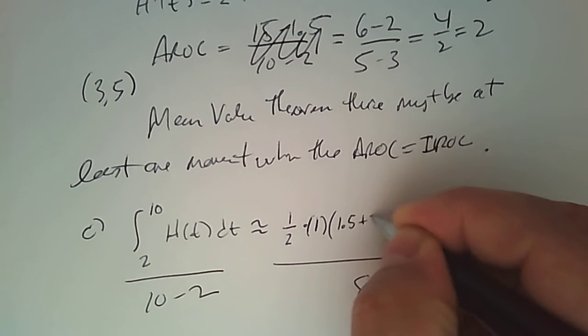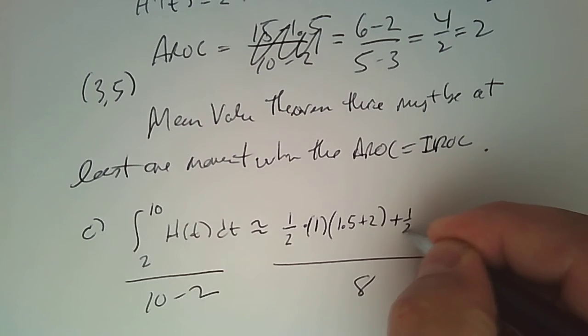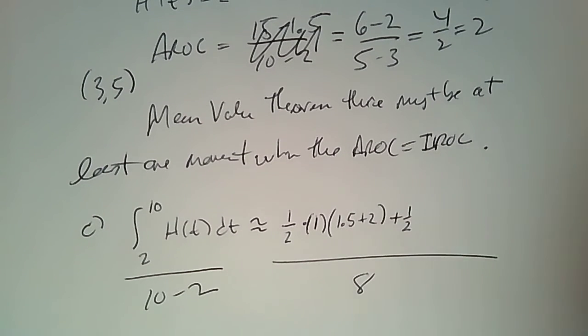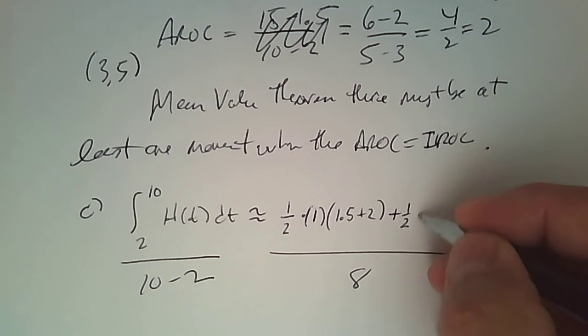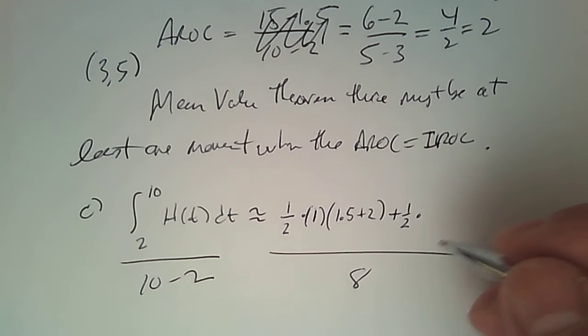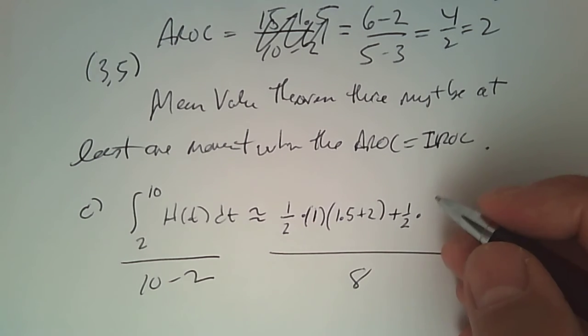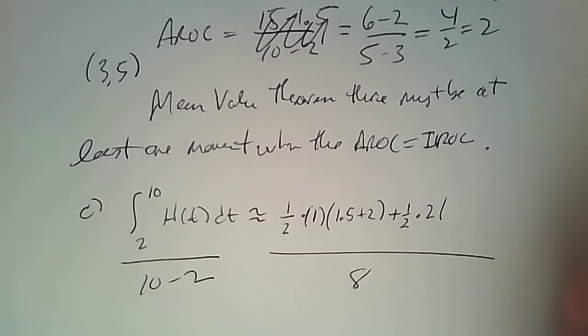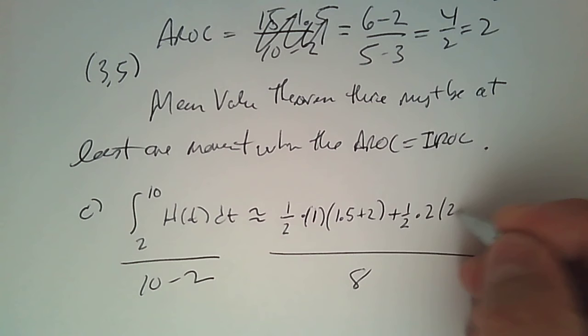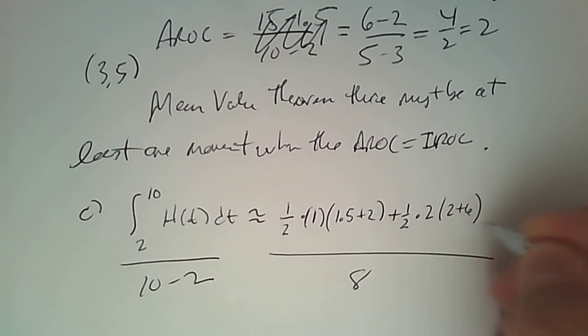I'm going to follow that pattern. So let's try it again. So it's 1/2. The next interval, hopefully I have room here. The next one is between 5 and 3. So that's 2. And then the 2 heights I'm adding are 6 and 2. Well, 2 and 6.